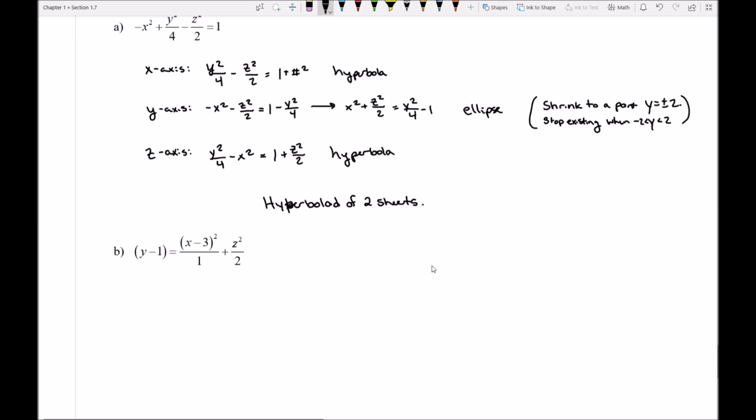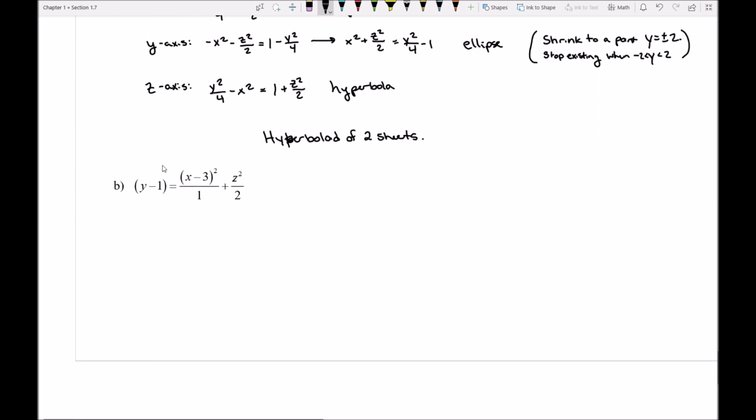Okay. All right, well, let's look at the next one. The next one looks a little strange because I have some shifts that are happening in the graph. That's what's happening here in the parentheses. This is going to shift the entire solid 3 units in the x direction and shift the entire solid maybe 1 unit in the y direction. But ultimately, it doesn't change anything about what happens when I try to view this down particular lines of sight, or when I try to look at the solid from different perspectives.